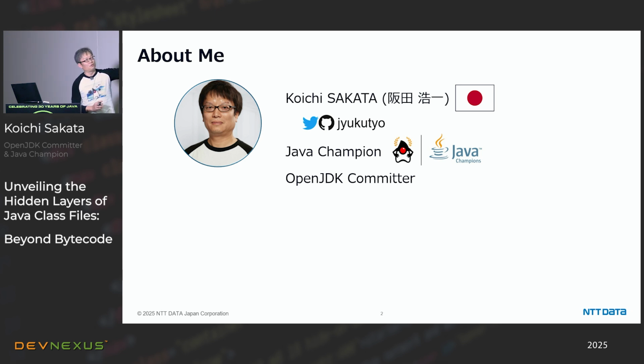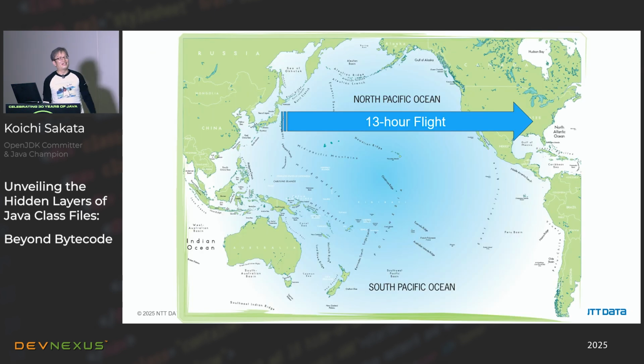I'm from, do you know this flag? Here's a quick quiz. It's Japan's flag. Japan is here, at the top left of this map. The time difference between Japan and Atlanta is 14 hours. I finally recovered from jet lag today. However, I'm flying back to Japan.